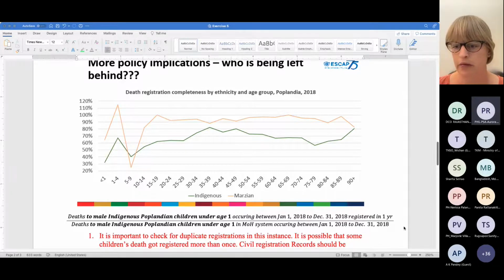What is the full name of CRO? That was the abbreviation for Civil Registry Office. That's a question in the chat. Any questions or comments on this exercise question?